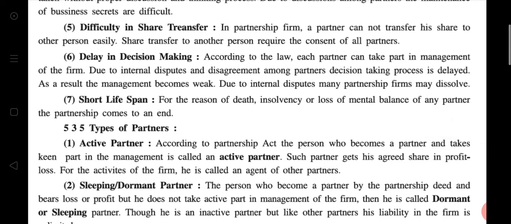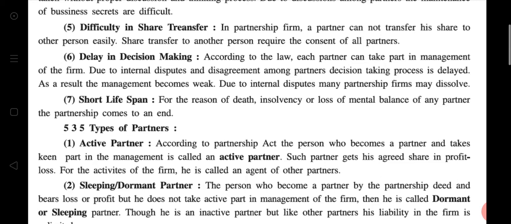And the delay in decision making. How? See, there are many partners, so the opinions of all the partners matter. That's why there is delay in decision making, because everyone has a different opinion. Then after discussion on all the opinions, finally a perfect decision can be carried out. So for that, long procedures are followed, and then a perfect decision is made. So time consuming is there.